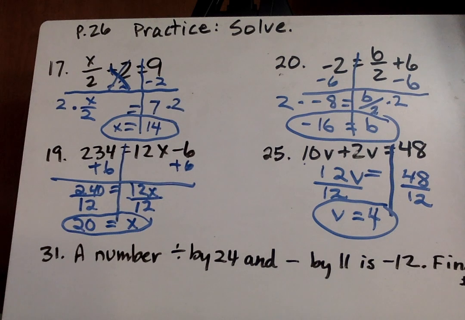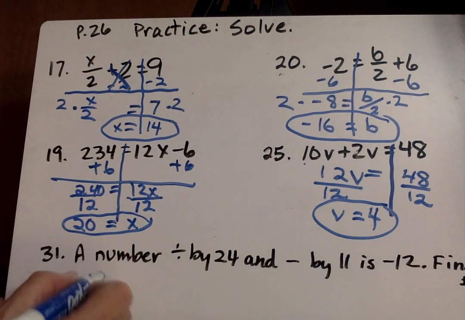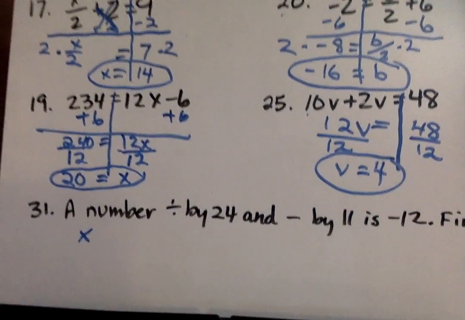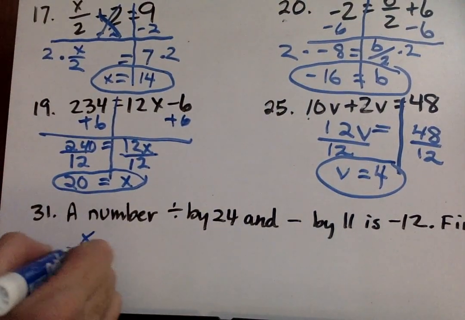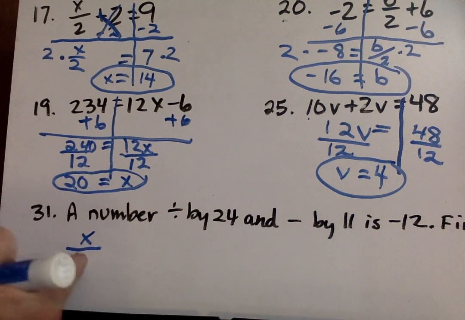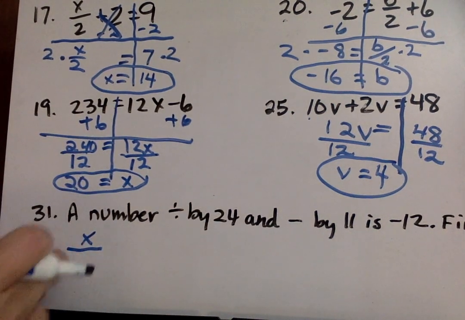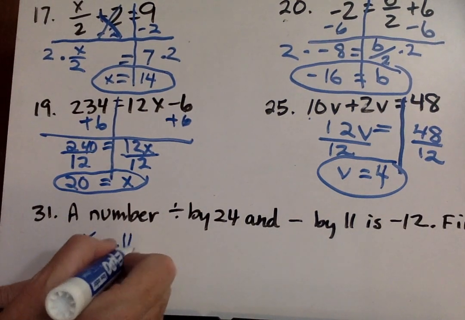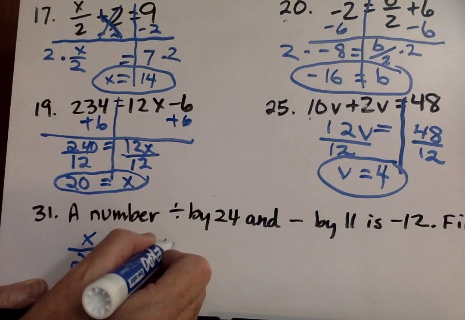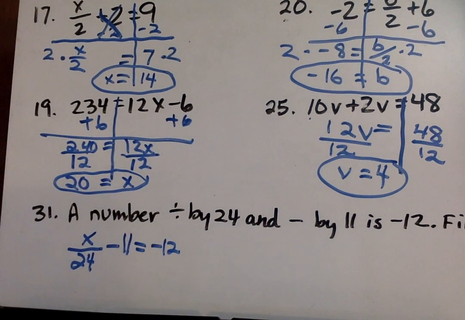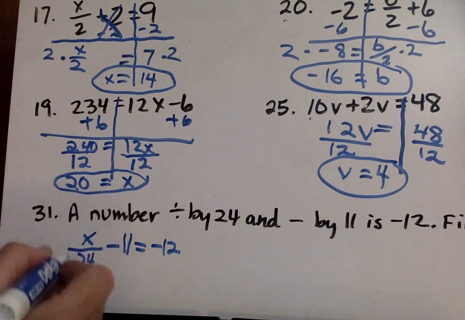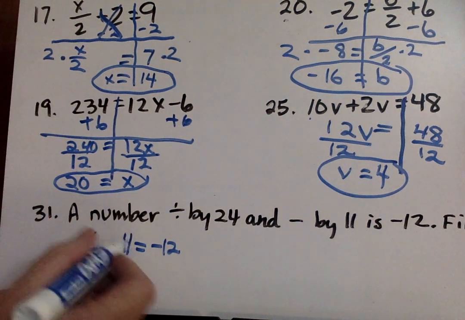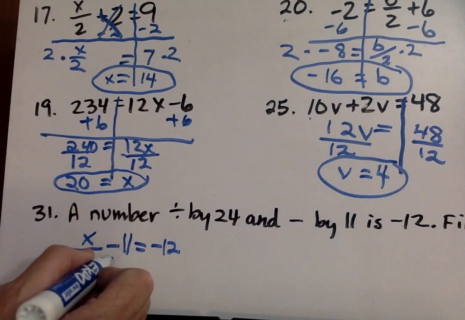Okay. Next, we're going to do a word problem, number 31. A number divided by 24. So a number is going to be x. So a number divided by 24 and subtracted by 11 is negative 12. Find the number. Okay. So here's where my variable is. We want to get rid of stuff around here. There's no parentheses. So we're going to go ahead and do add first.